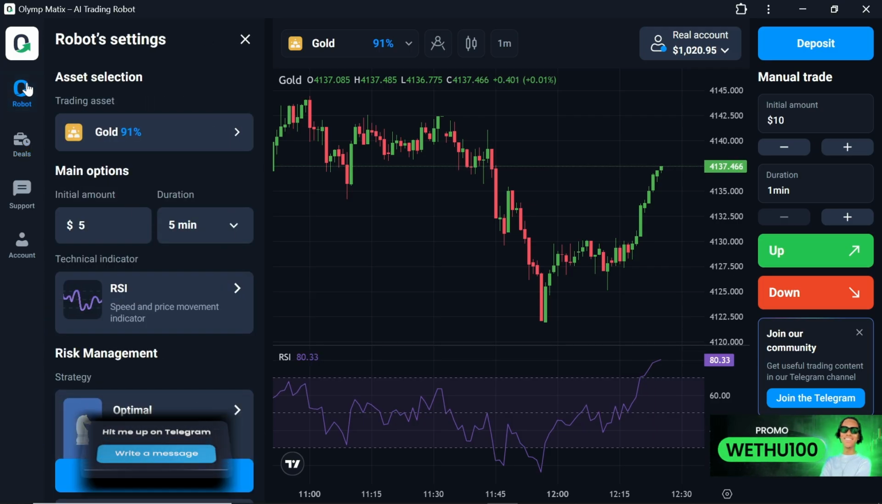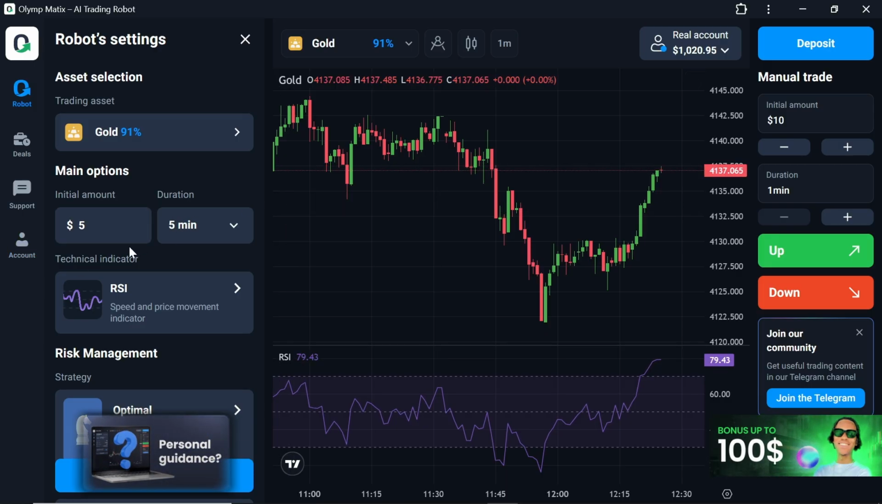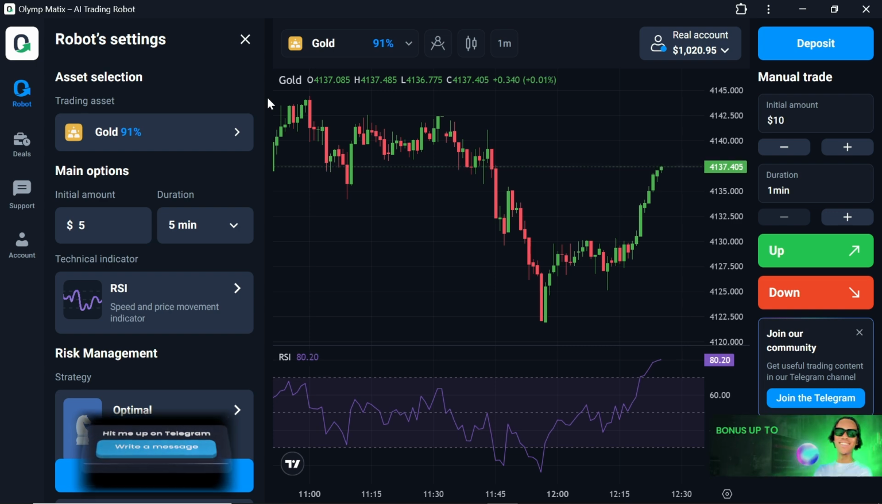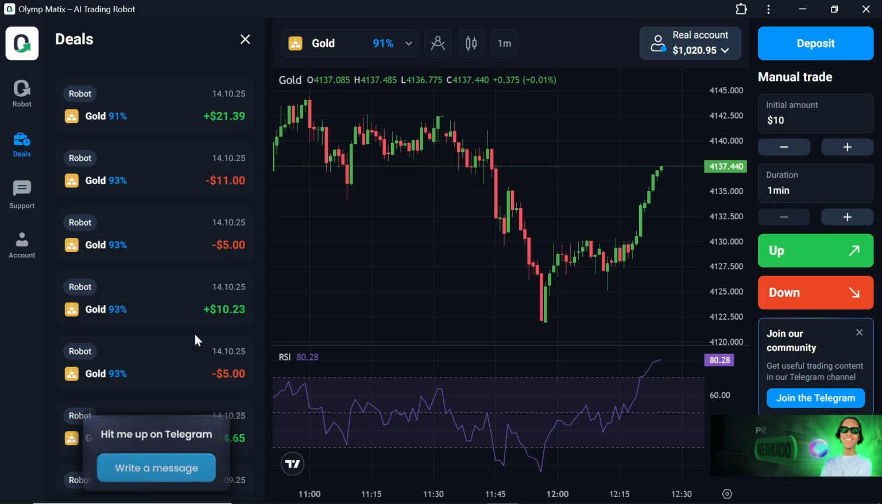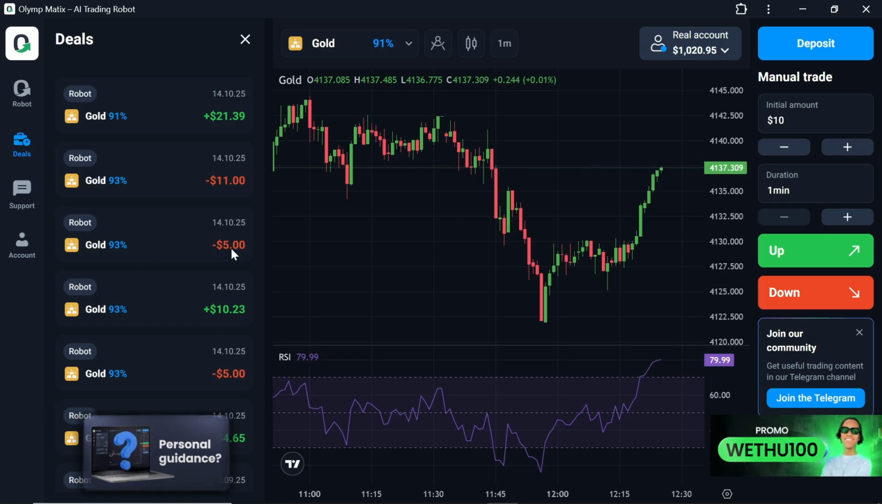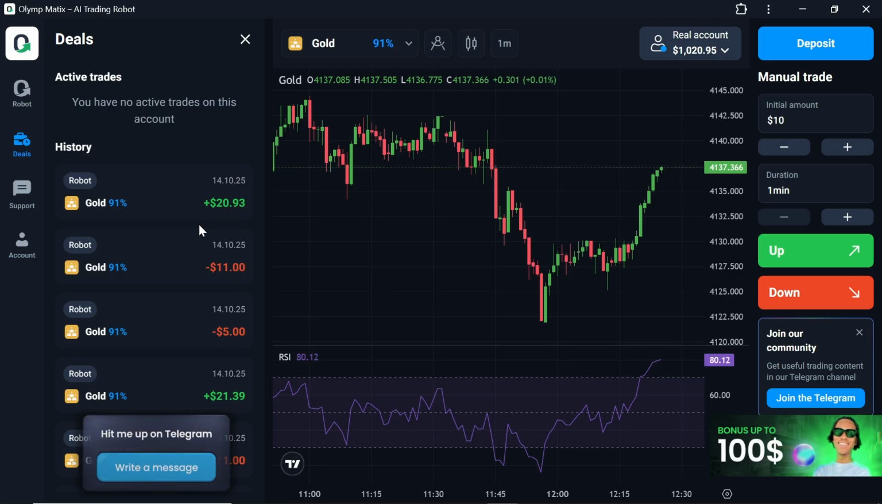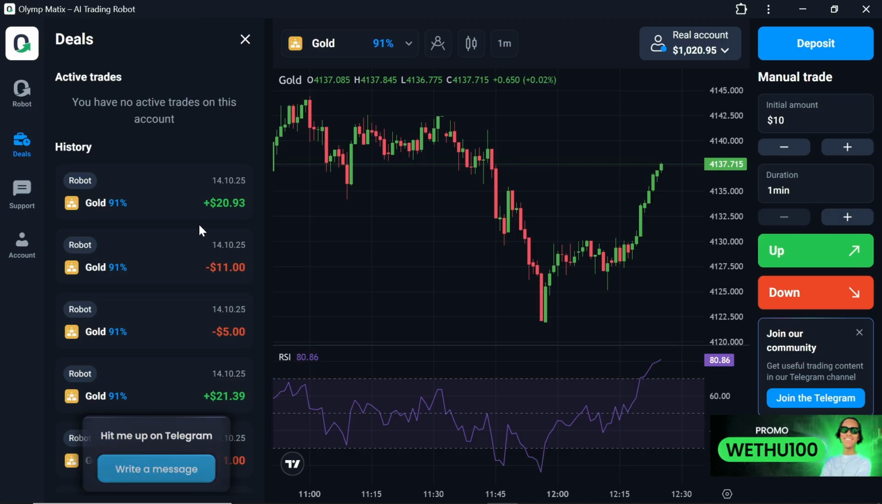But the settings of today were amazing. I hope you all saw them. We're using an initial amount of $5. Duration was 5 minutes. On technical indicator, it was RSI, and we were trading gold, and gold was profitable. We definitely killed gold on a couple of trades. We didn't even need much, right? So we took how many? 1, 2, 3, 4, 5, 6, 7, 8, 9. So it's like nine trades. We made $20, and yeah, man, it was a profitable session.